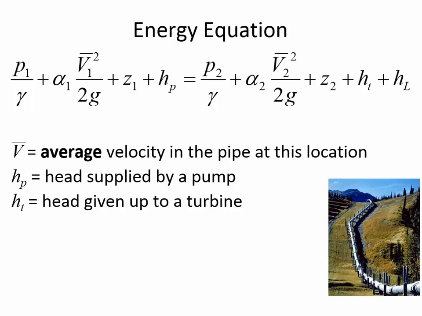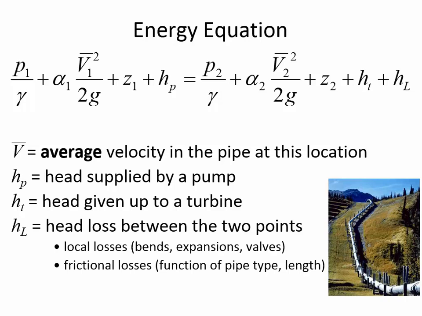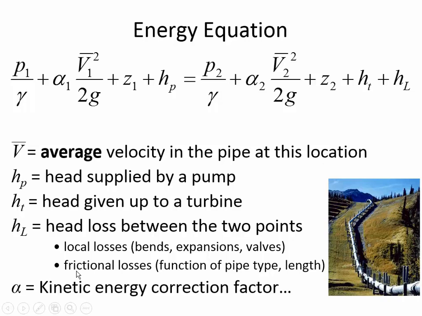H sub T is the head that's given up by the flow to a turbine. H sub L has these two components: the local losses and the frictional losses. And then finally, alpha is the kinetic energy correction factor.